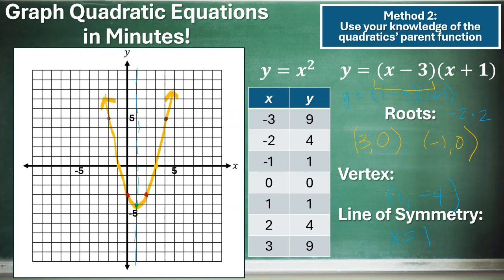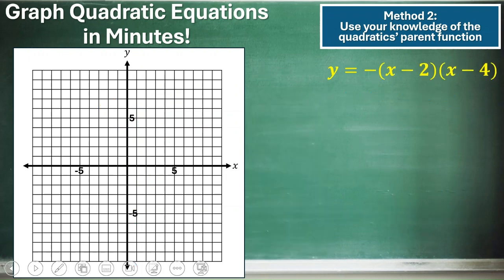Let's try one more again on the next one. You can try this on your own without me. You can fast forward to the end and see if you did it right, or you can walk through with me. Keep in mind, this one is reflected. It's got a negative in front, so it's slightly different.